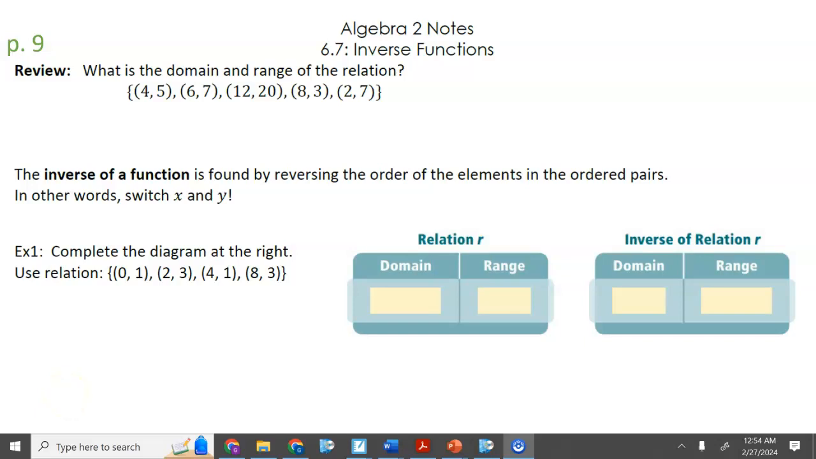Algebra 2 Notes 6.7 Inverse Functions. Go ahead and turn to page 9 in your packet. We are going to review domain and range.